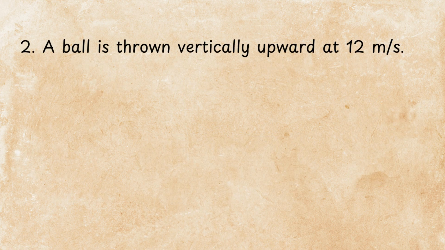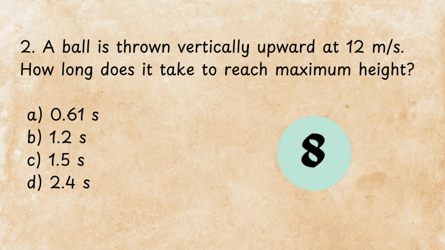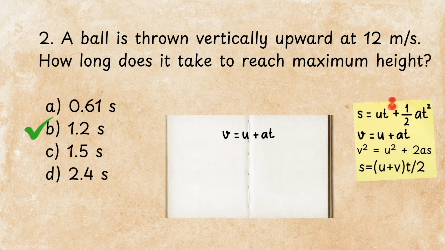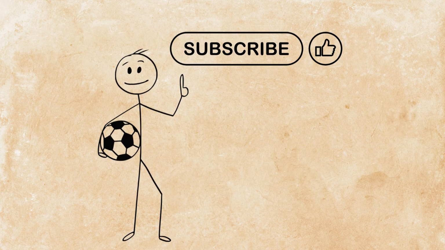The second question is throwing an object upward with a speed of 12 meters per second. How long does it take to reach the maximum height? This one is the tricky one. Positive, negative matters. Use your formula, use the data that they gave you, and the answer is 1.2 seconds.